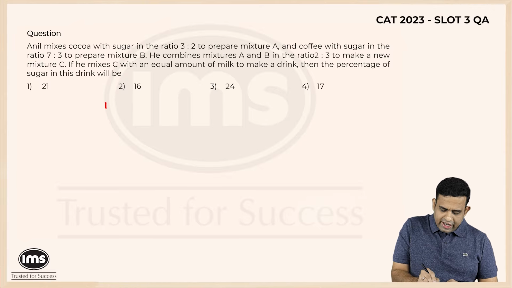So first of all, if I write over here mixture A, and in mixture A, if I look at the components cocoa and sugar, it happens to be in the ratio of 3:2.